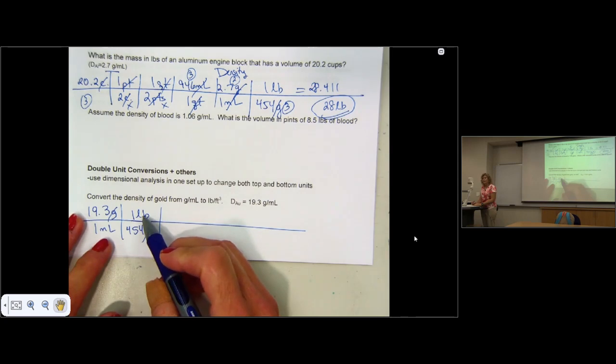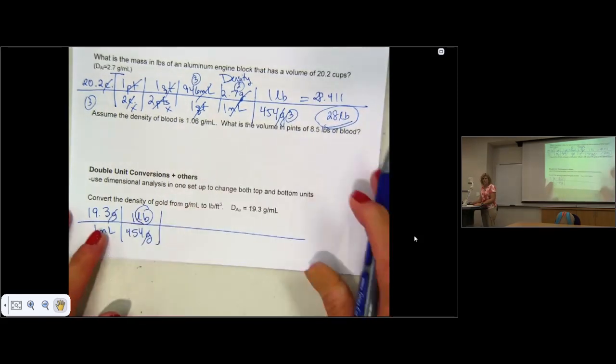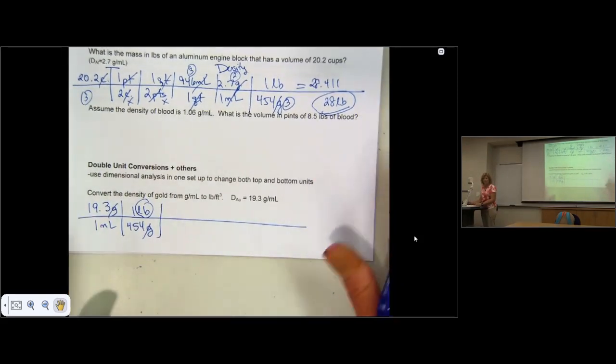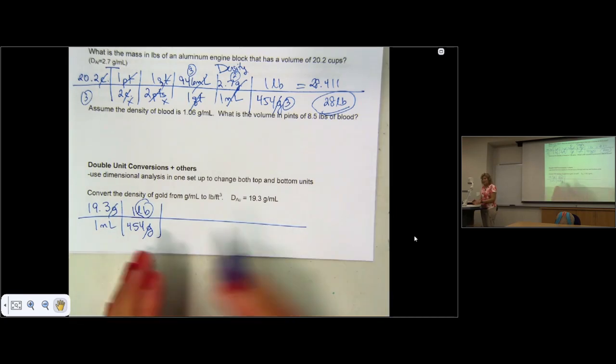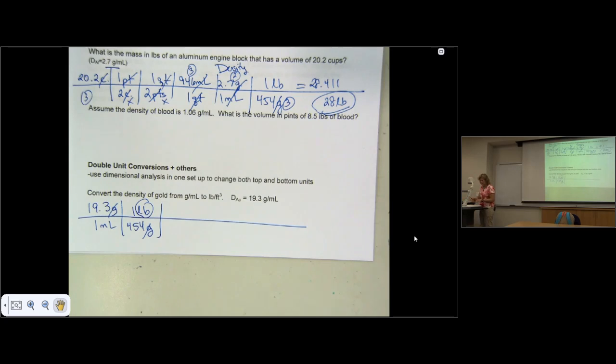Are we in pounds? Yes. So I'm going to circle that because I don't need to worry about it anymore. It's done. That part's done. But I don't start another problem. I simply ignore this step. I can just cover it up. Don't worry about it for a minute.